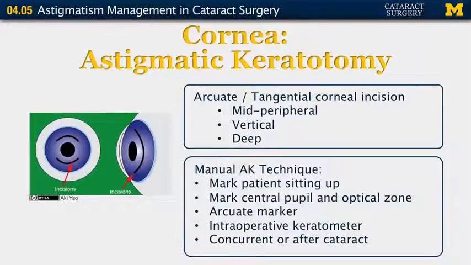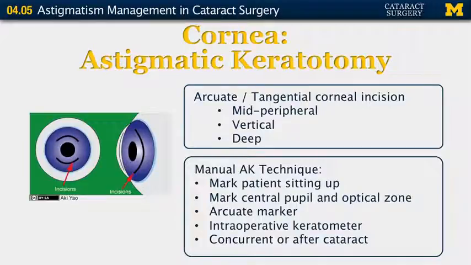Astigmatic keratotomy is another procedure that can be added on with cataract surgery to affect astigmatism. So astigmatic keratotomy are arcuate or tangential corneal incisions that are made in the mid-periphery of the cornea. They're vertical incisions that are meant to be rather deep within the cornea. The technique for performing astigmatic keratotomy requires marking the patient while sitting up so that you have a good measure of where the axis of the eye is.